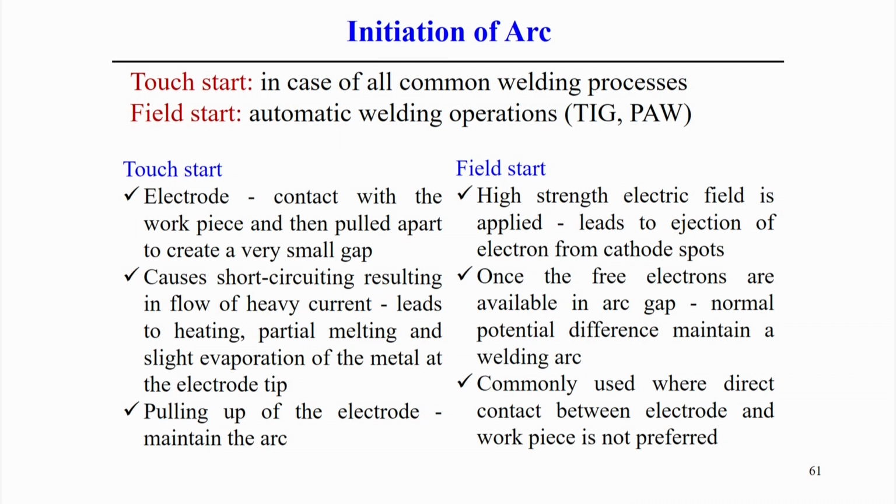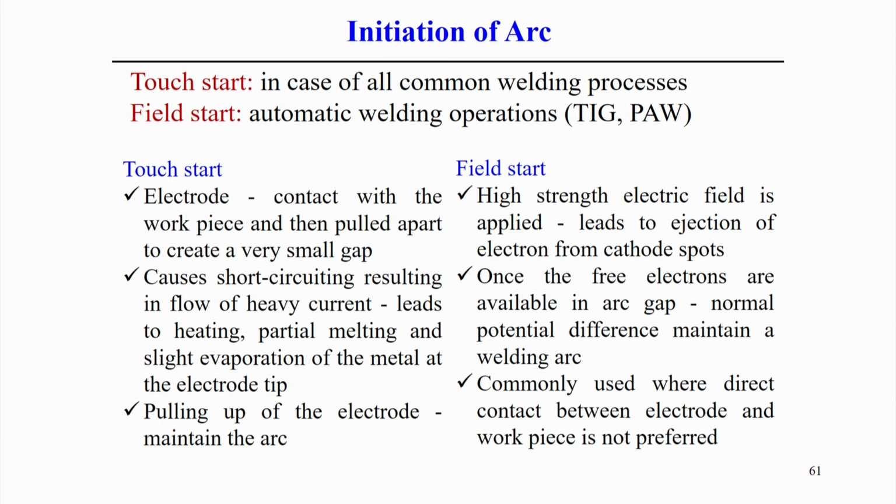Now, let us look into the initiation of the arc, that means how the arc can be created. Initially there is a gap between the electrode and the workpiece, which does not complete the electrical circuit. So, it is possible to first simply touch the electrode to the workpiece material or substrate, and then it creates the electrical circuit. That means the flow of the current starts in this way.